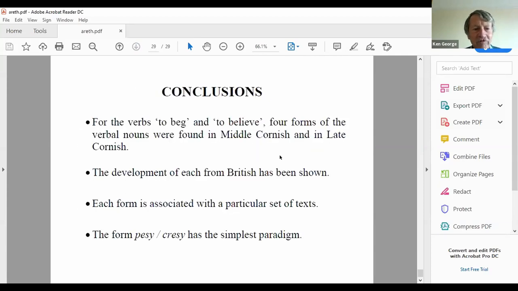No very deep conclusions here, but interesting nevertheless. Four forms of these verbal nouns were found in both Middle and Late Cornish, and I've shown the development of each from British. Each form is associated with a particular set of texts, but of all the four, if you really wanted to go for one, Pezzy and Crezzy has the simplest paradigm and the one that would fit Middle Cornish best.